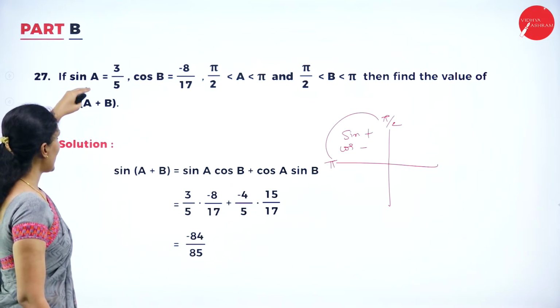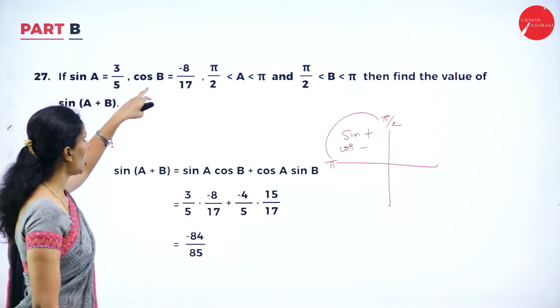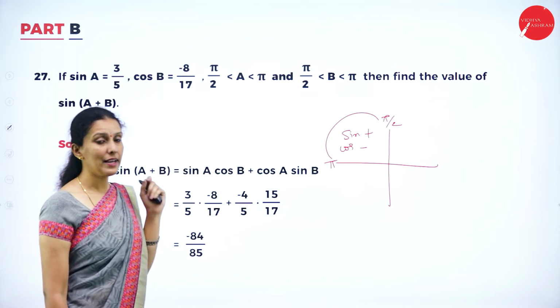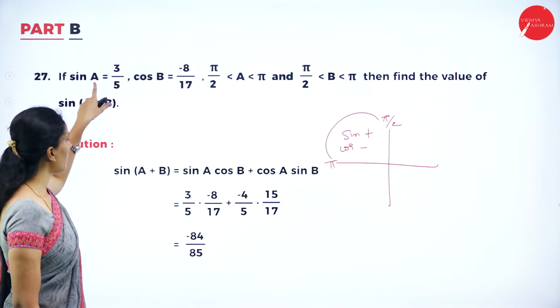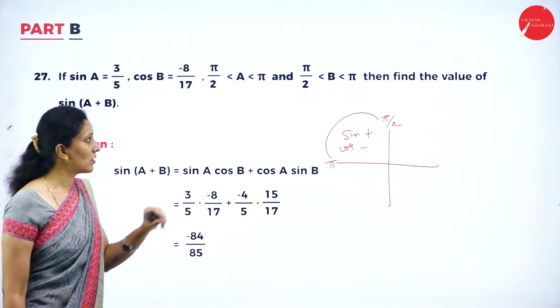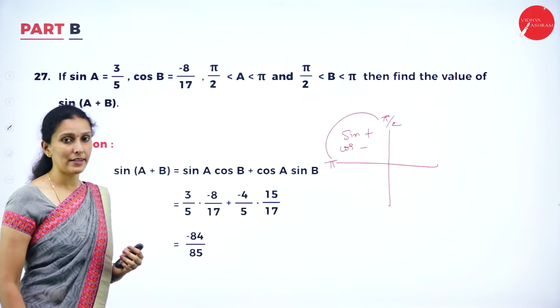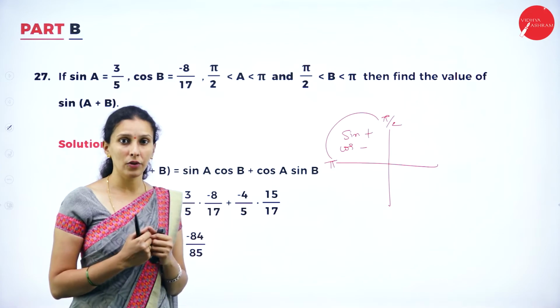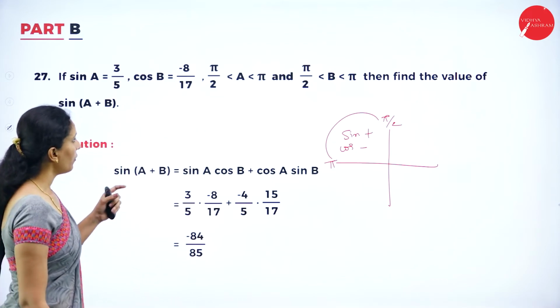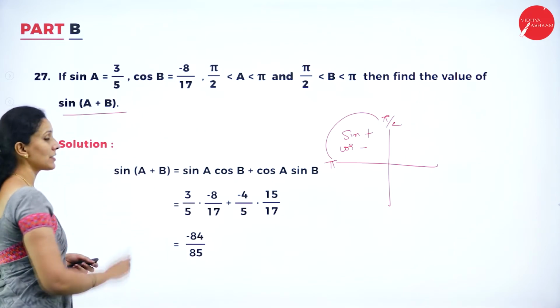Hence we have sin as positive 3 by 5, cos as negative, minus 8 by 17. Once you know sin as 3 by 5, you can find cos. Once you know cos as minus 8 by 17, you can find sin using the Pythagoras theorem. Now we need to find out the value of sin(A plus B).